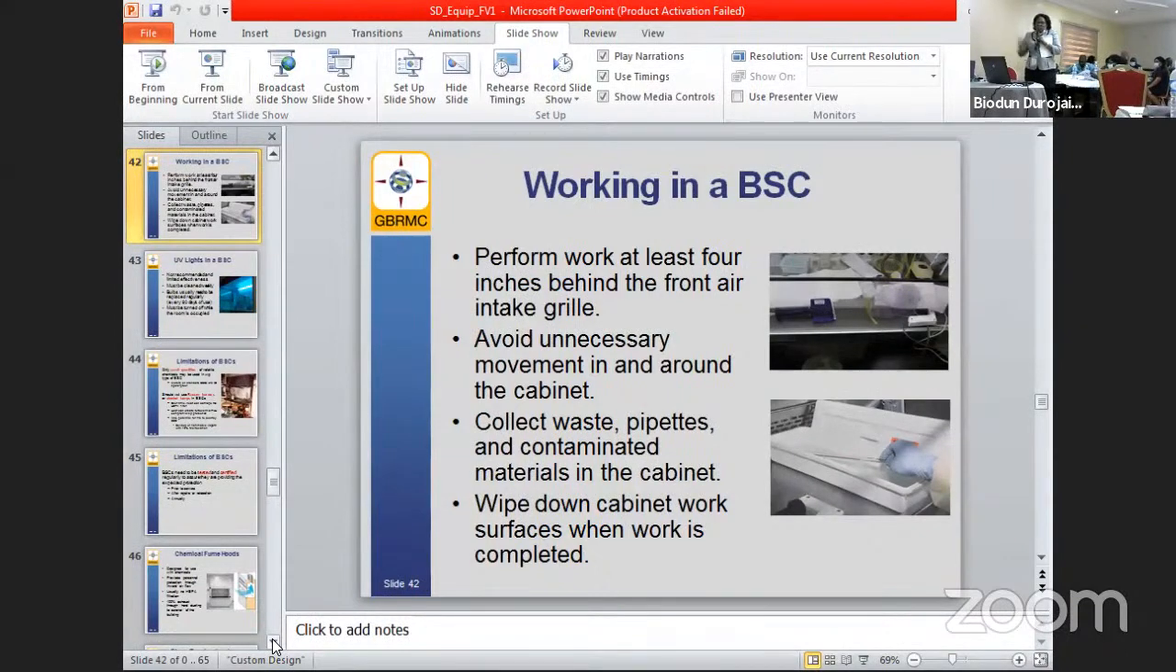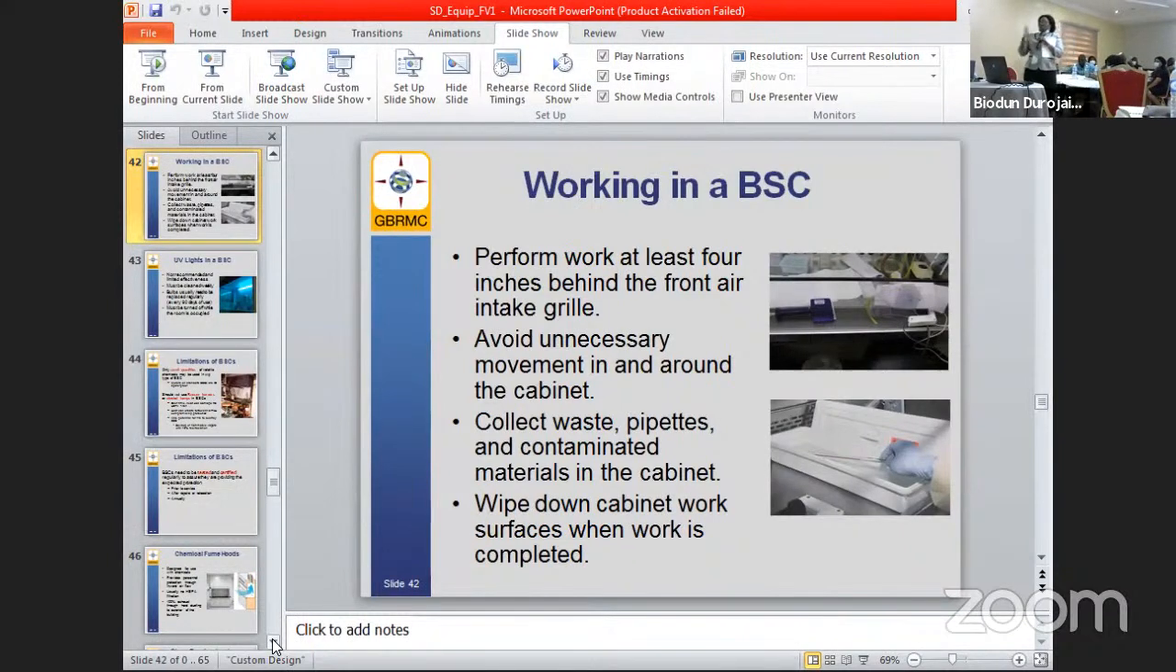The cabinet, we will get to the slide where the cabinet is situated, not close to the door, where people are walking out. Collect waste, pipettes, and contaminated materials in the cabinet. So there must be a small waste container at one side of the area, and then wipe down cabinet work surfaces when work is completed. So you wipe before and after.